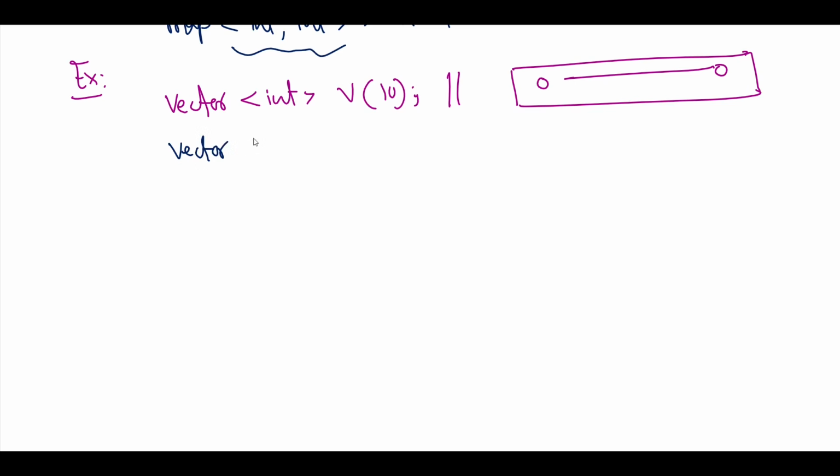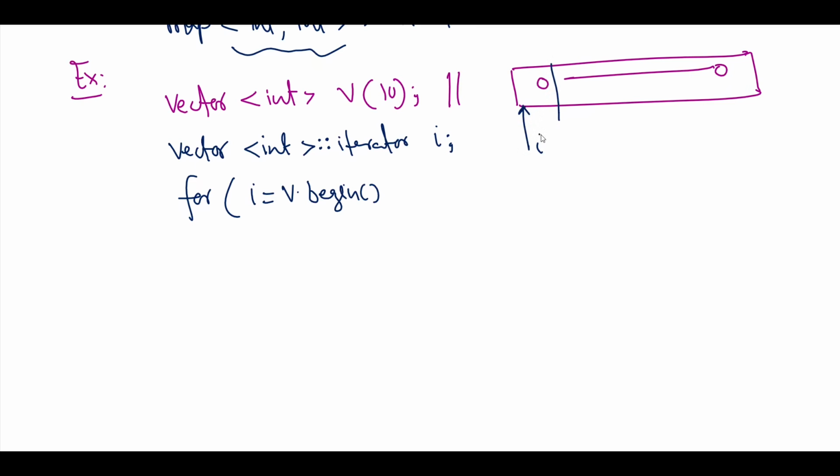Then we have to create an iterator. For creating an iterator, you have to use vector int, and then don't forget the scope resolution operator here, and I am naming it i. Now I have to run a loop. So I should begin with v dot begin. It means I will be pointing to the first element. This is i, and i should not be equal to v dot end. So we will be moving i till it reaches the end of this vector. So in the 10 elements, this is the 0th element, this is the 9th element, and v end is this, right?